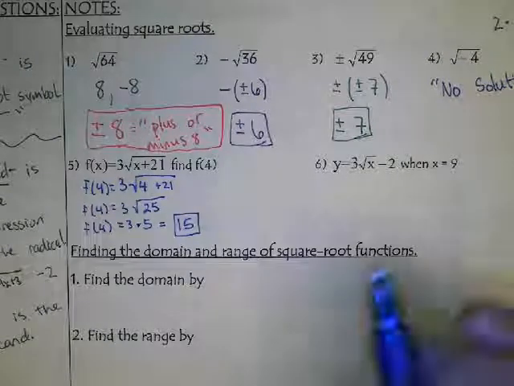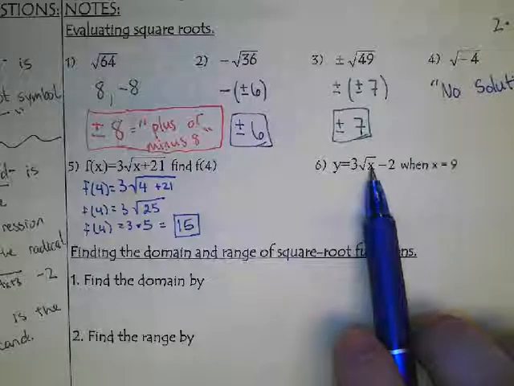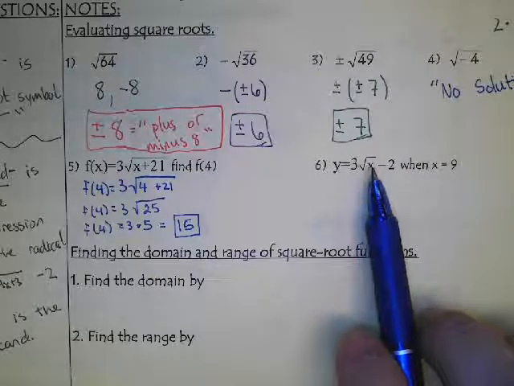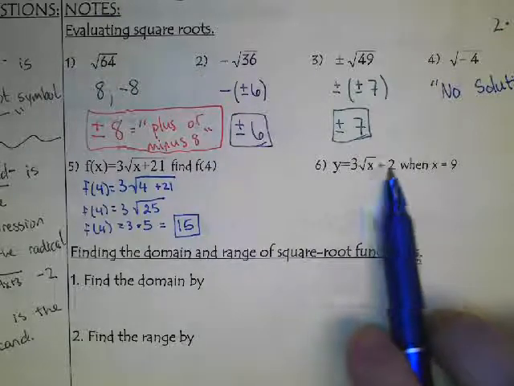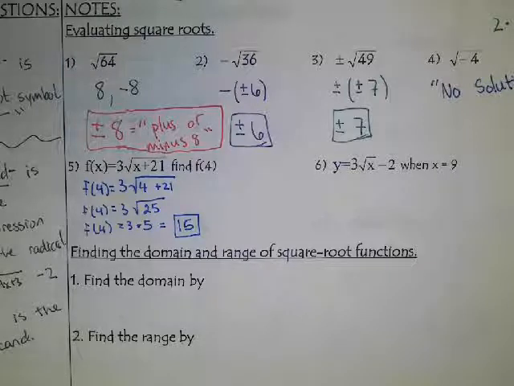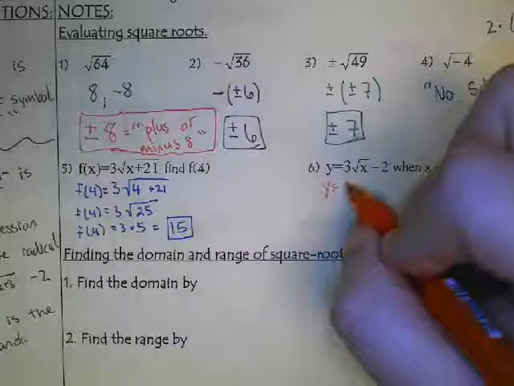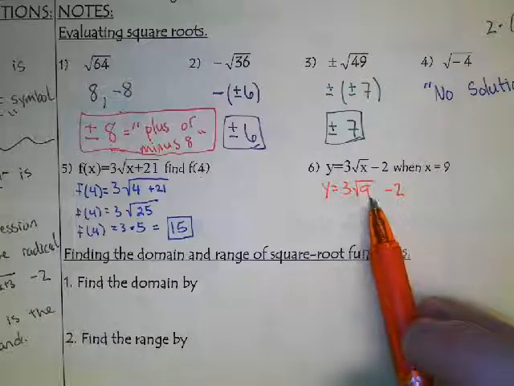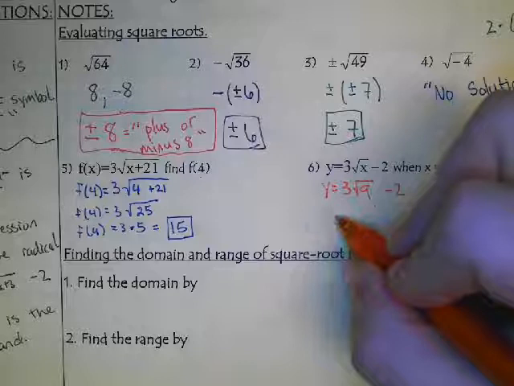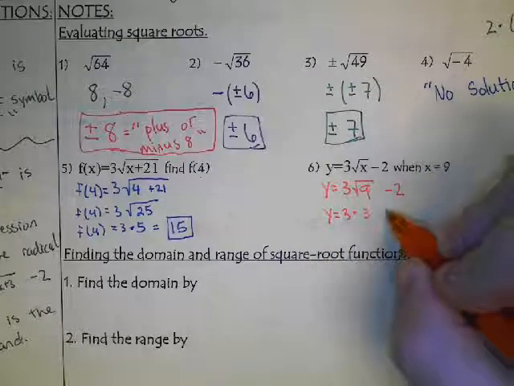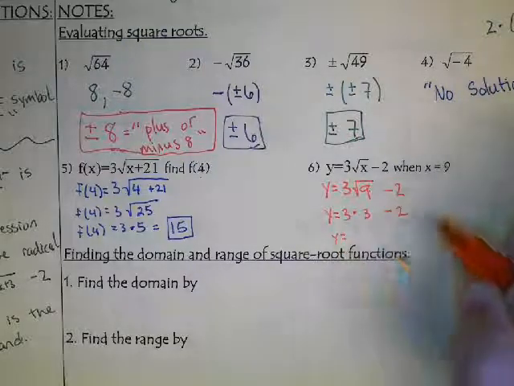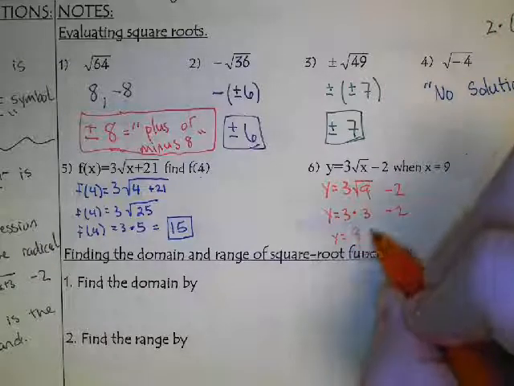Something we have to be very mindful of, and I see this mistake happen a lot, is to make sure you know what is underneath the radical and what's on the outside of the radical. This minus 2 is on the outside of the radical, so we will apply the square root first before we think about subtracting 2. So let's evaluate this one. I have y is equal to 3 times the square root of 9 minus 2. I'm going to do the square root first, then my multiplication, and then my subtraction. So y is equal to 3 times the square root of 9, which is 3, minus 2. Then y is equal to 9 minus 2, which is equal to 7.